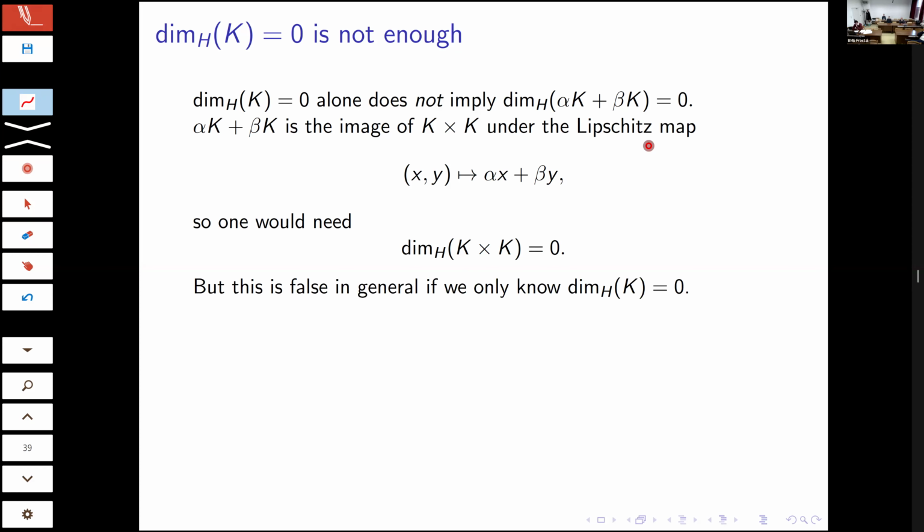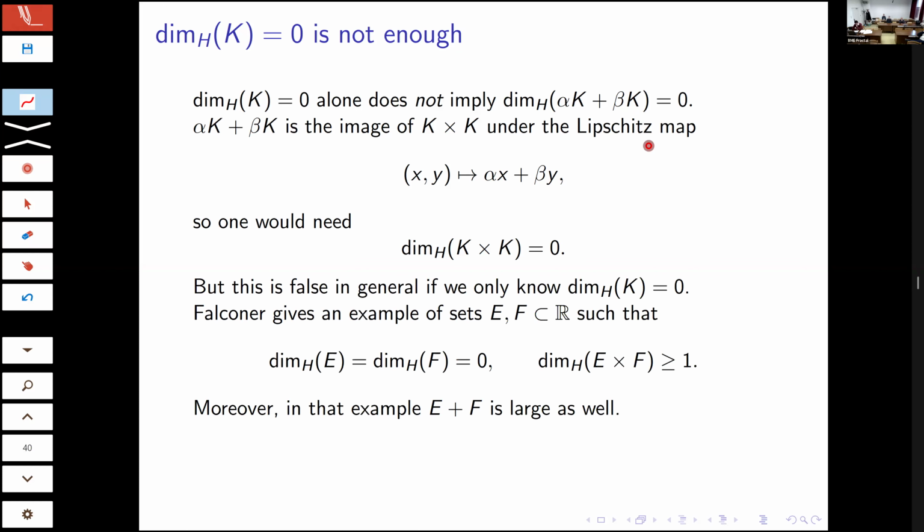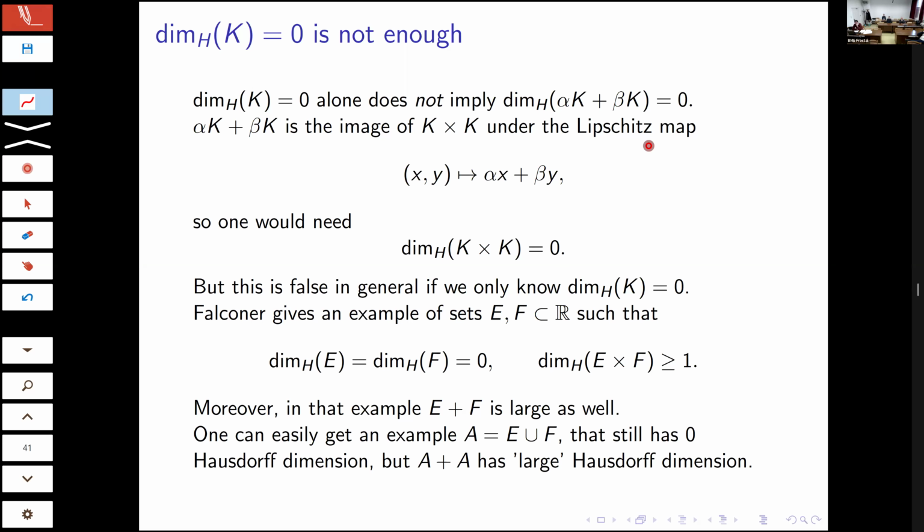If you only know that the dimension of K is 0, I don't go into this example, but in Falconer's book you can find an example of two sets, E and F, so that both have 0 dimension, but the product of them has dimension bigger than 1. Moreover, E plus F in this construction is large itself. So it's not only the product, but also the sum. And one can easily get an example if you take the union of them. You can check that this A has 0 dimension, but the sum of that is big.